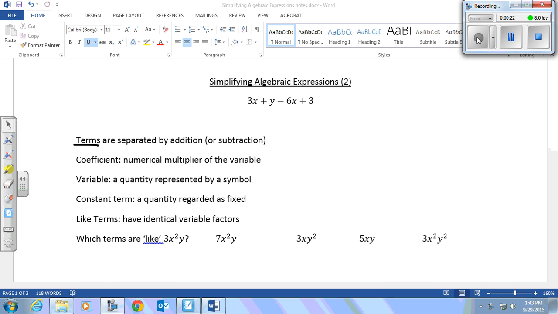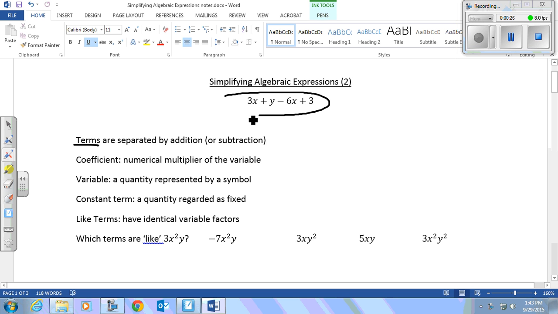So we're going to look at some definitions first, and this is an example of an algebraic expression. And a term is an item that's separated by addition or subtraction. So if you look at the example above here, we have four terms. The first one is 3x. The second one is y. The third one is negative 6x. Keep the sign with the term. And the last one is 3.